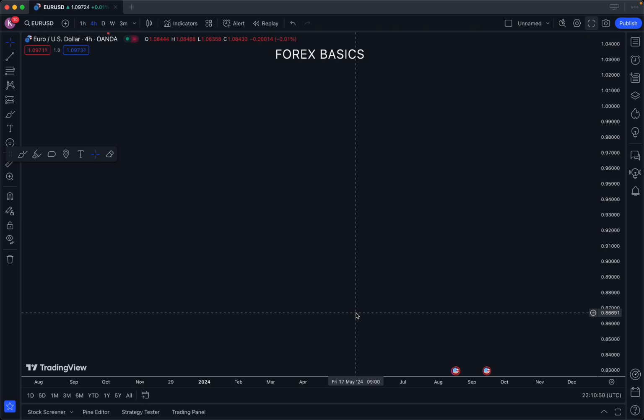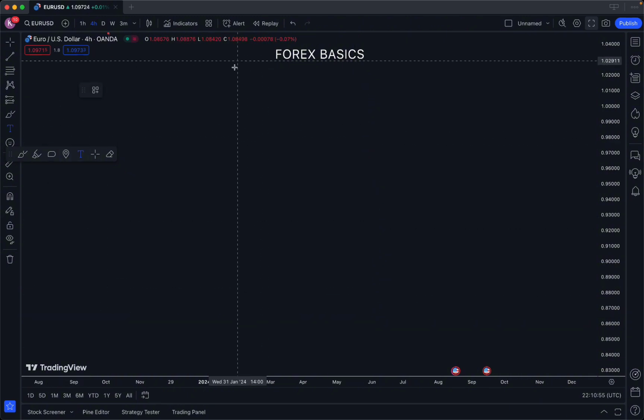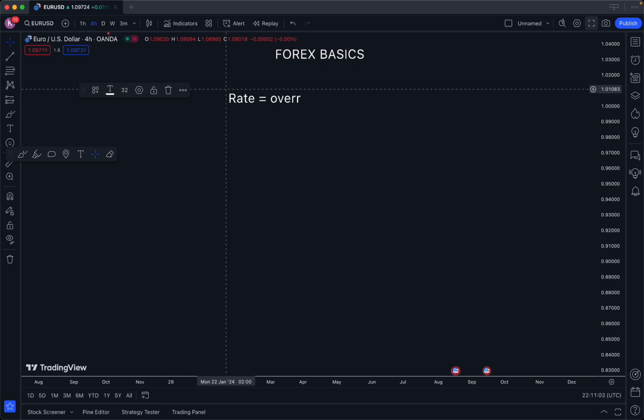Anytime you hear the word rate, it means over time. It means over time, which means it is not going to be constant, but rather it is going to change as time goes on.